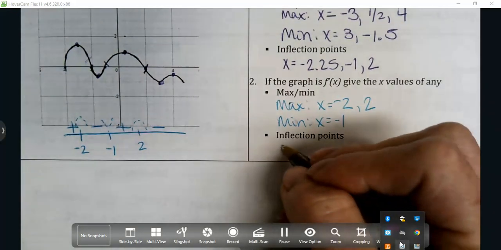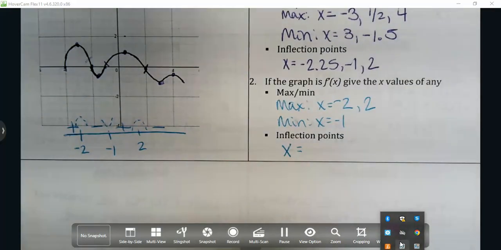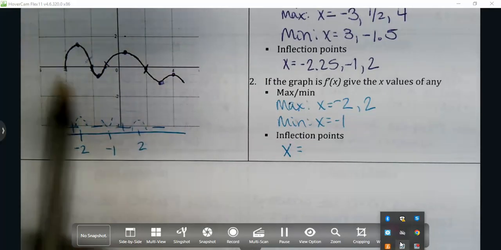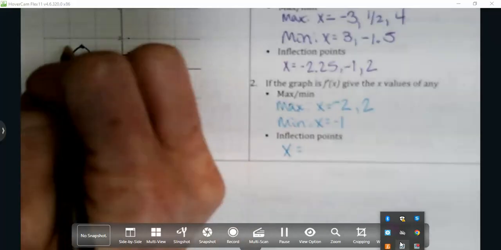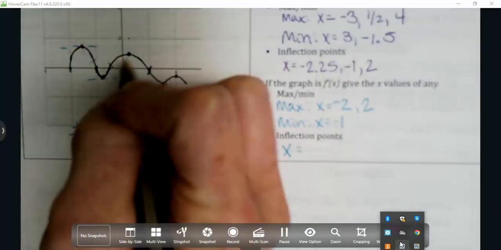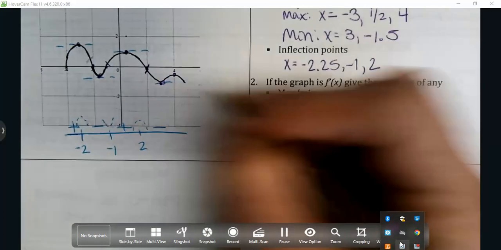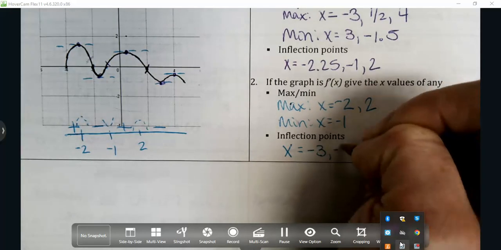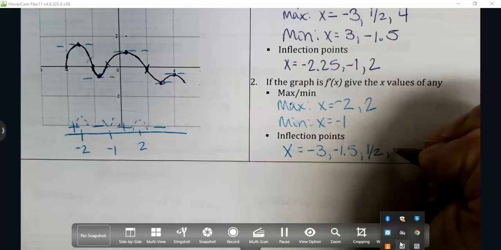Inflection points. So if this is the first derivative, the inflection points are going to be where the next derivative is 0. So when I'm looking at this, how do I know where my next derivative will be 0? The maxes and mins. It's where we have those horizontal tangent lines. So that would be at -3, -1.5, a half, 3, 4.